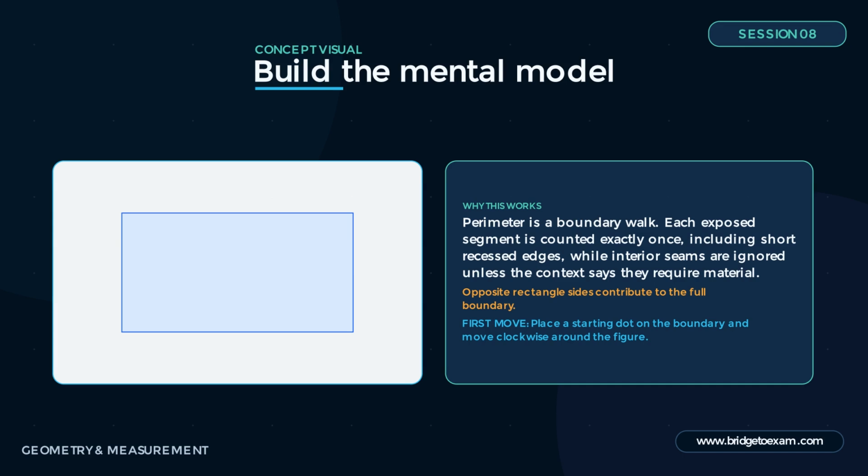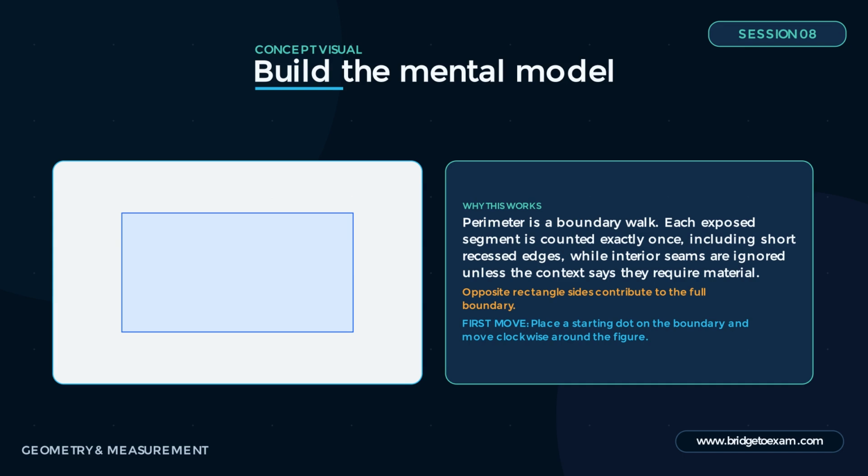If 12 m total width is split into 5 meters and an unlabeled segment, that missing boundary segment is 7 meters before the perimeter is added. Perimeter is a boundary walk. Each exposed segment is counted exactly once, including short recessed edges, while interior seams are ignored unless the context says they require material. Estimate with a nearby rectangle or familiar benchmark.